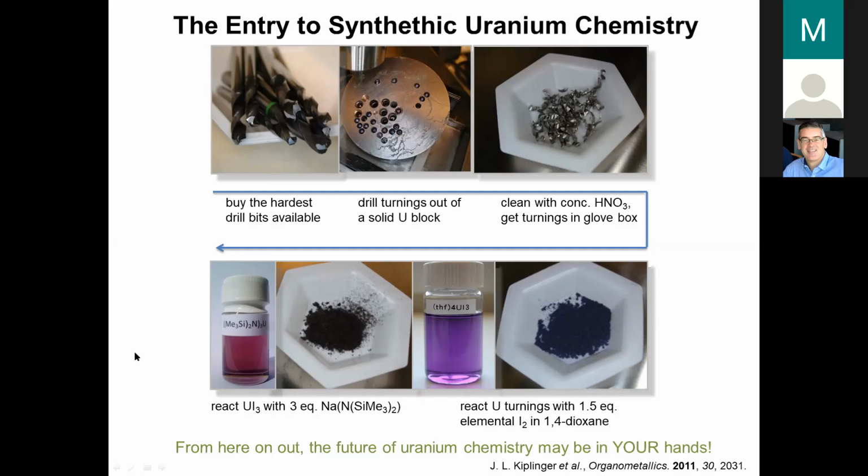So with these at hand, the future of uranium chemistry is now definitely in your hands, and I hope that some of you choose that exciting path for your future careers.